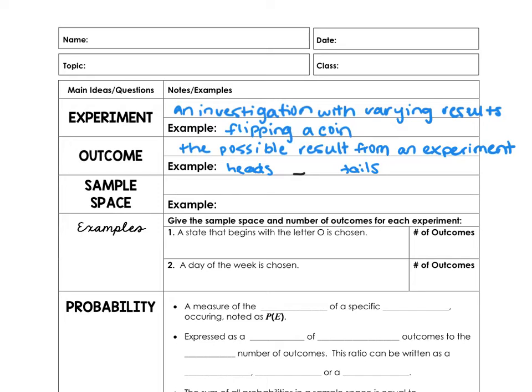I'm not sure why that black line is there, but we're just going to leave it for now. Okay, so there we go. That's what we have there.